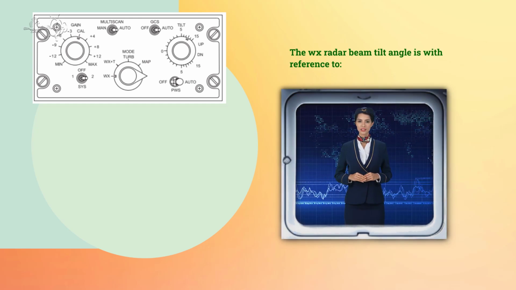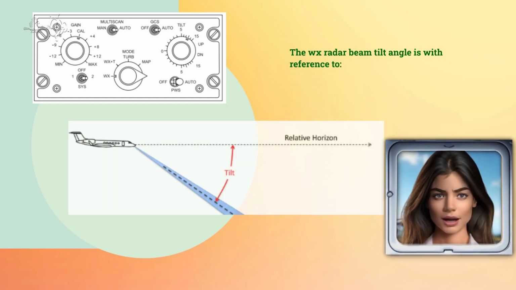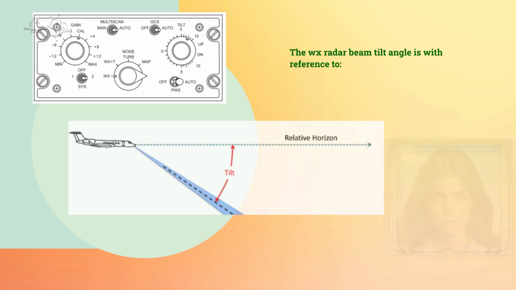The question is, how do we tilt our beam? But what exactly is the beam tilt angle reference to? It's important to understand that the tilt angle on your weather radar is relative to the horizon, not the pitch or flight path angle.